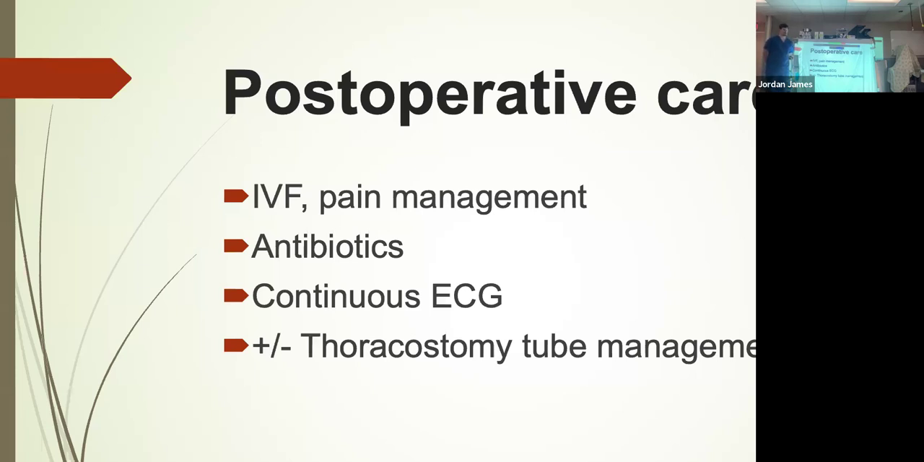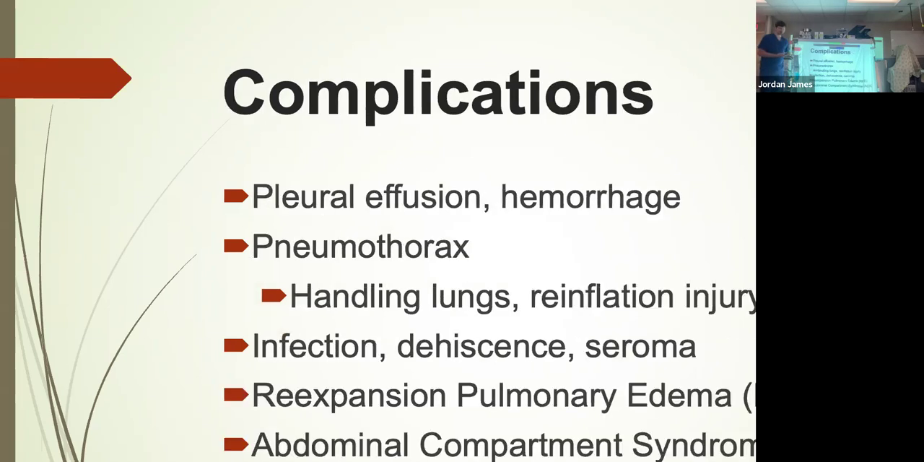Continuous ECG monitoring, mainly related to the spleen. If it got removed or was traumatized, they can have ventricular arrhythmias. We want to monitor for those. And if we're worried about the chest cavity, having the thoracostomy tube in will be important for monitoring for air production, especially if we're worried about the lung lobes being traumatized. They might get post-op pneumothorax because of that.